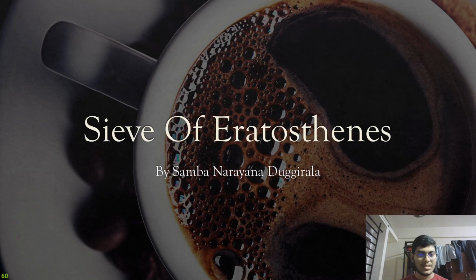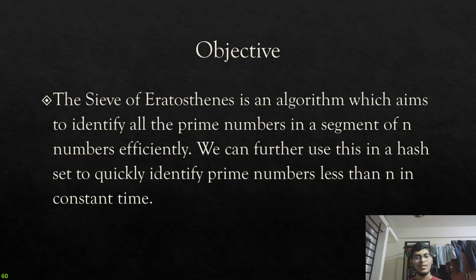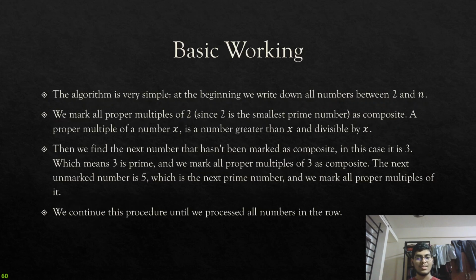Hello, this is a presentation on the Sieve of Eratosthenes. The Sieve of Eratosthenes is an algorithm which aims to identify all the prime numbers in a segment of n numbers efficiently. We can further use this in a hash set to quickly identify prime numbers less than n in constant time. The algorithm is very simple.